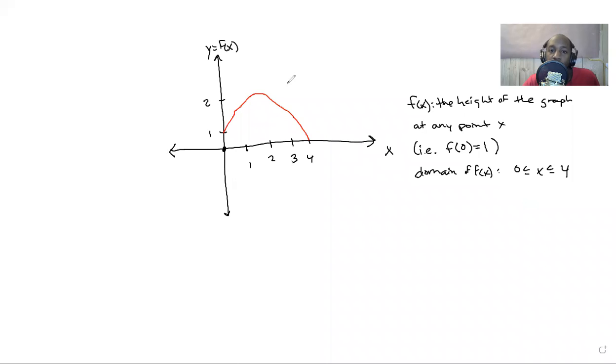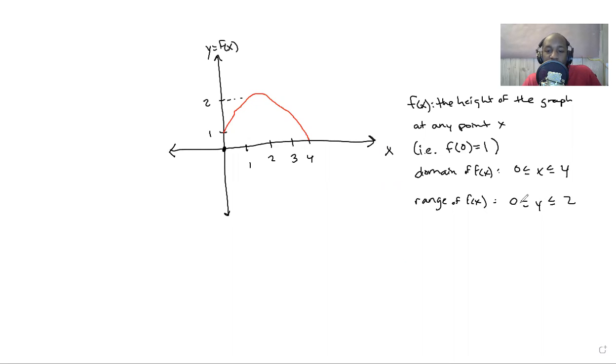Now let's talk about the range. The range of f of x is the set of all possible y values. So how high and how low does y go? The lowest y value is here when y is equal to 0. The highest y value is when y is equal to 2. So that means that the range is as follows.